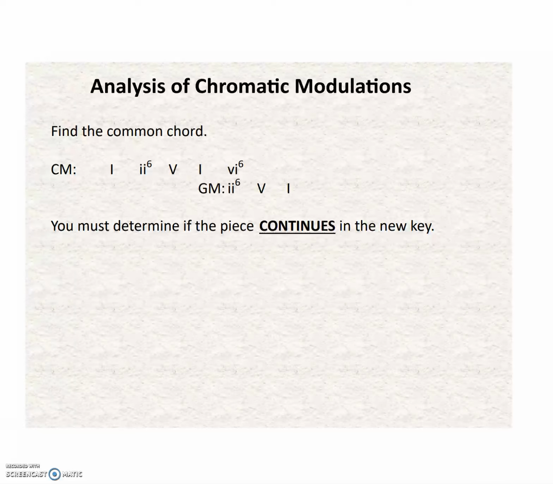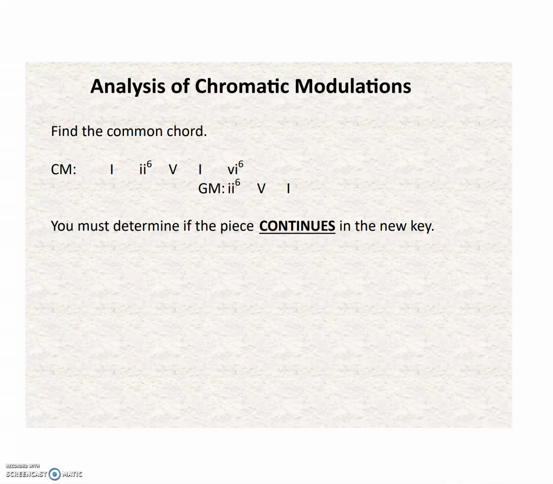Let's talk about how we would analyze a chromatic modulation as opposed to the common chord. If this is an example where you see the common chord, we're in C major, do, and then this functions in both keys, 6/6, 2/6, and then you continue in the new key.